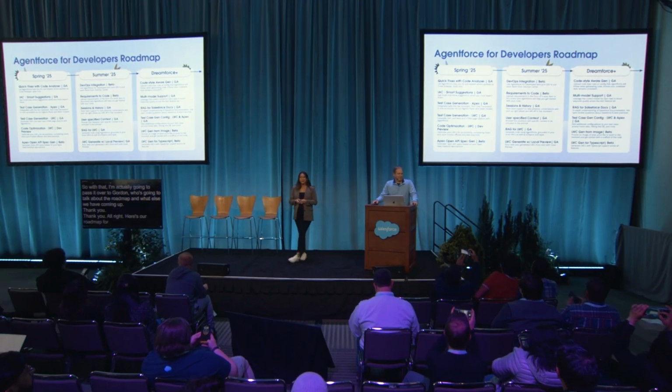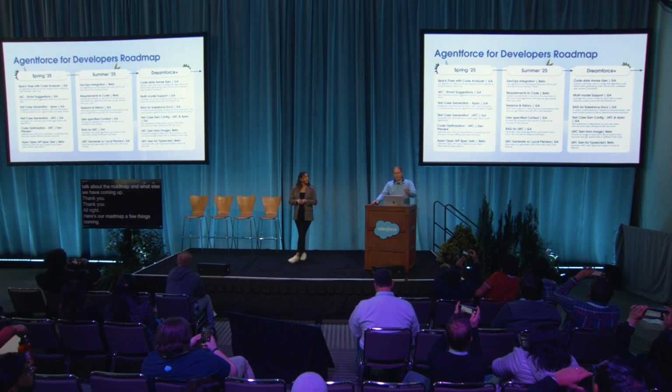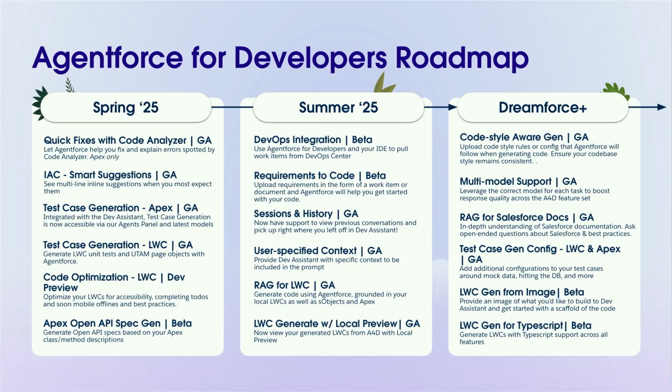A few things are coming. You can see our Spring 25 items are all the things that are currently GA or released. In Summer 25, we're largely going to be focused on integration with DevOps Center, which will also include code generation around requirement docs if you have a project plan with requirements. We're going to continue to iterate on our Dev Assistant, allowing you to recall past chats and save chats.